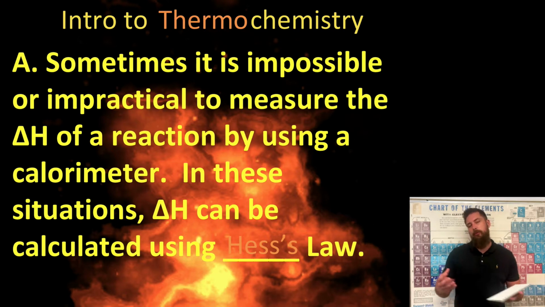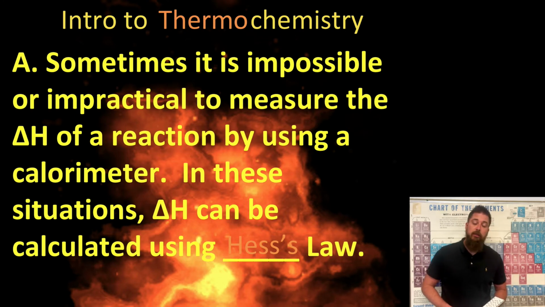We can perform the reaction in a calorimeter, we can measure how much heat is given off, and then we can determine what the change in enthalpy is. But there's a lot of chemical reactions where it's not practical to do it that way because they have to maybe happen under a certain condition, or there's not a very efficient way of measuring the amount of heat absorbed or given off. And so what we can do is use Hess's law to calculate the change in enthalpy of a chemical reaction.